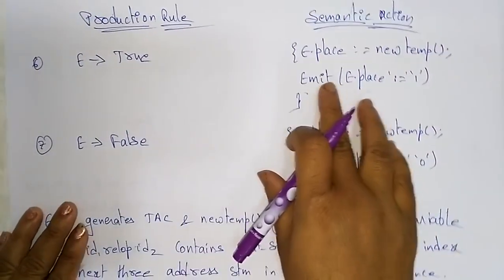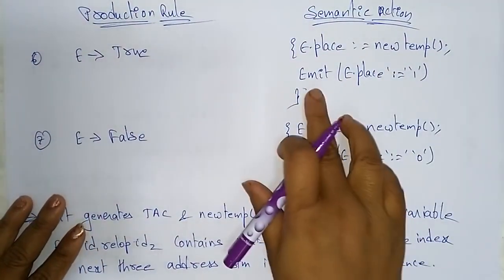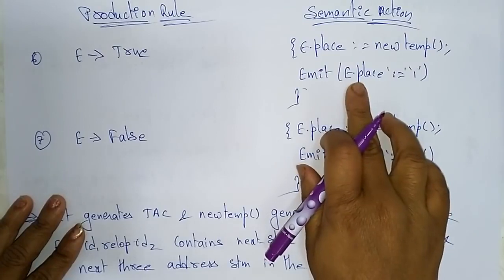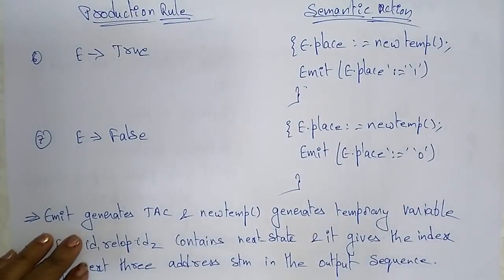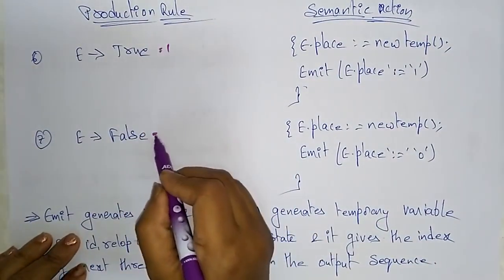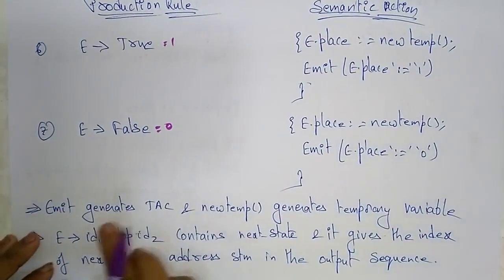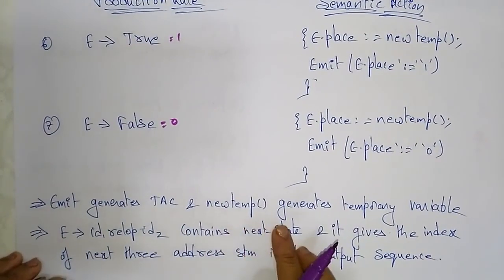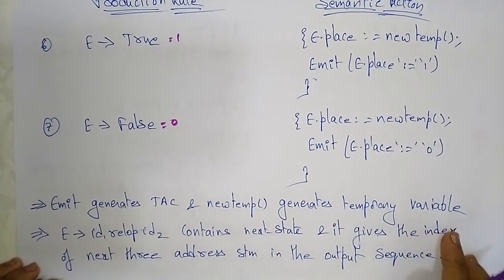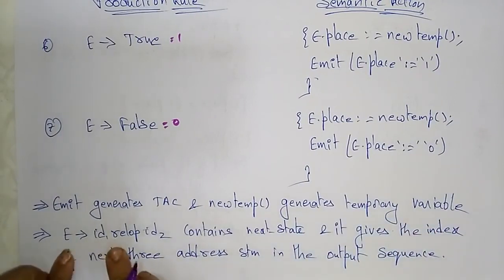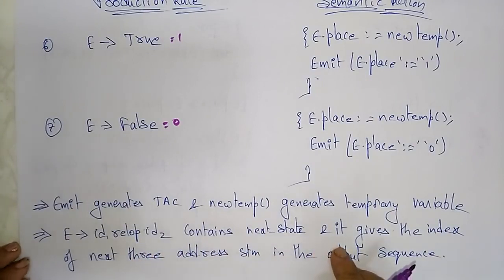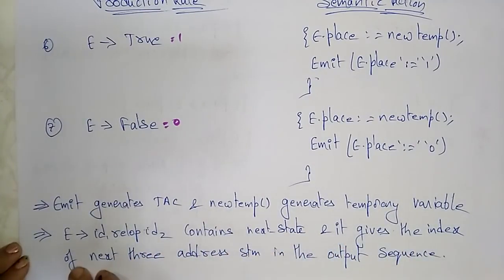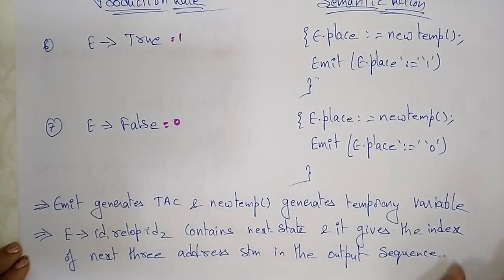And the fourth production is E derives true. So just assign a new temporary variable to E dot place and generate a 3 address code, that is E dot place is equal to 1. True means 1, false means 0. That you have to remember. So emit generates a 3 address code and new temp generates a temporary variable. So that we know. E derives ID1 relational operator ID2 contains next state, and it gives the index of the next 3 address statement in the output sequence.